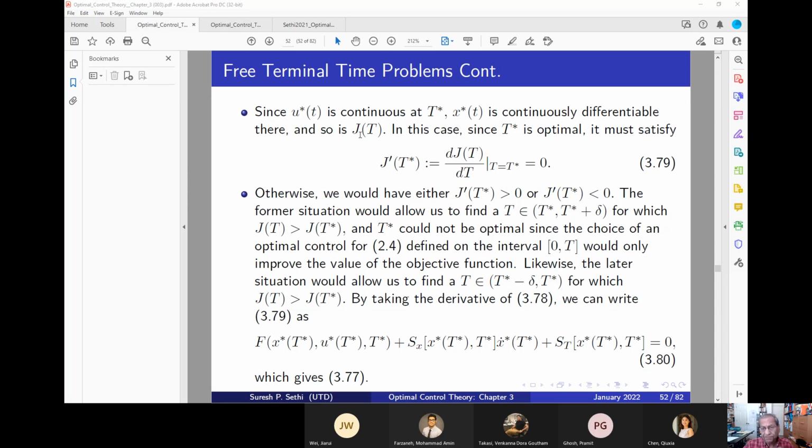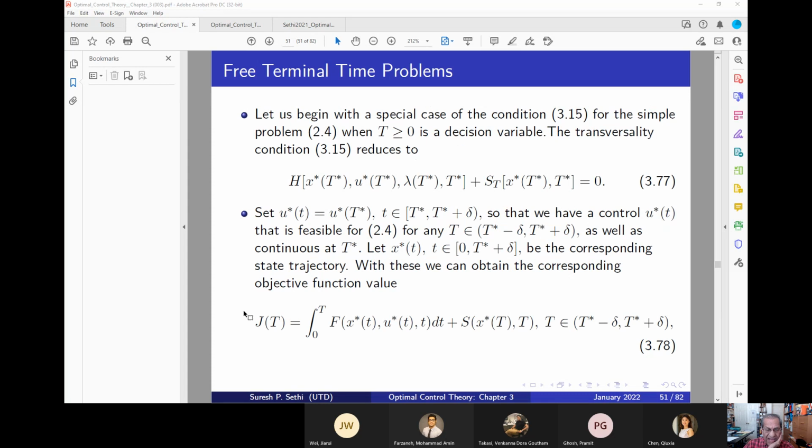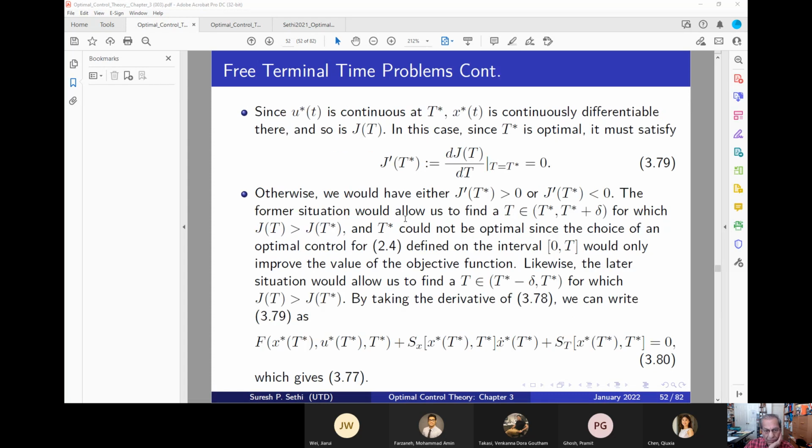So is J of T. So I can take the derivative of J. J prime T star, which is to be defined as G of J, dJ/dt, equal to 0. Remember now, I'm taking the derivative of this guy. And because T star is optimal, it must satisfy this.